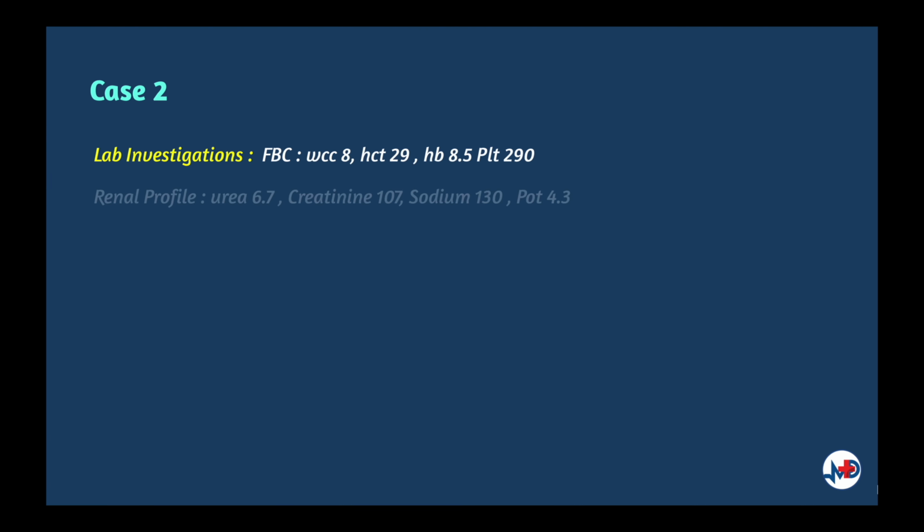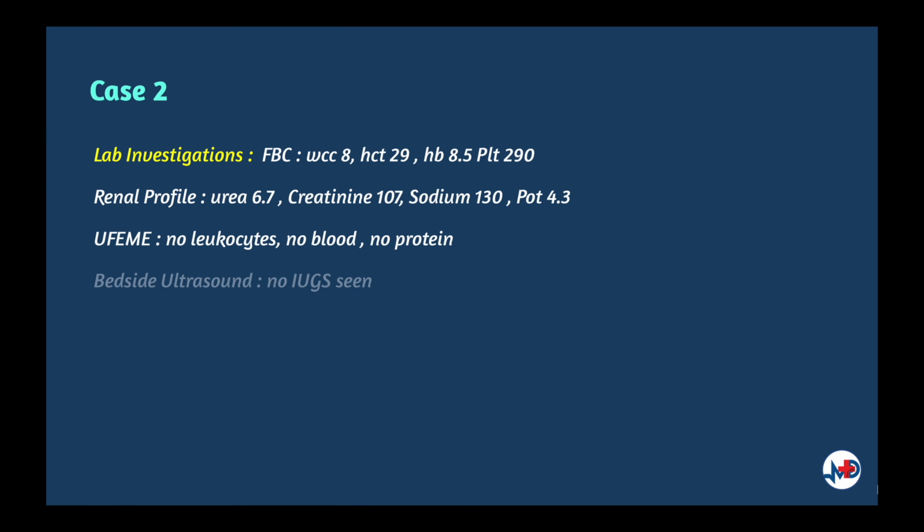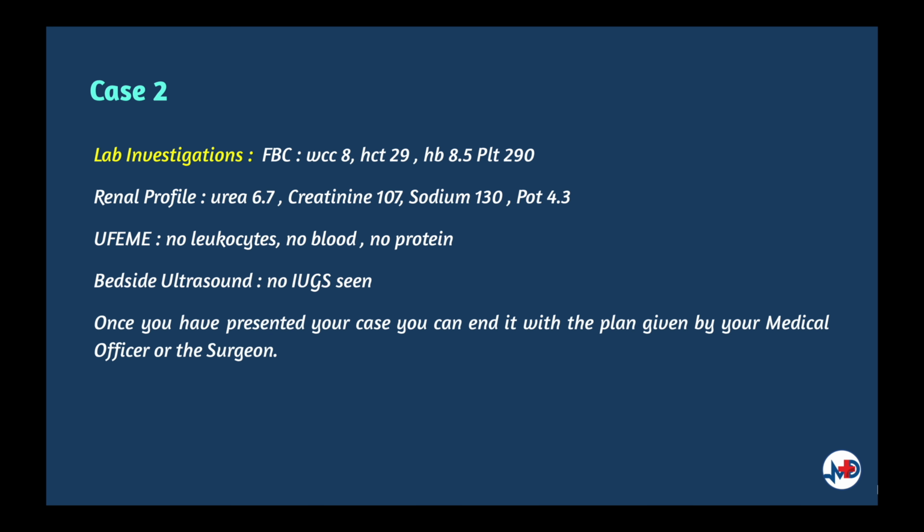Lab investigations can be done, and here typically you may want to look at the hemoglobin levels as the patient had history of bleeding. Renal profile and urine FEME can be done to look for any presence of urinary tract infection that could trigger the situation. And a bedside ultrasound shows no intrauterine gestational sac seen, or IUGS.